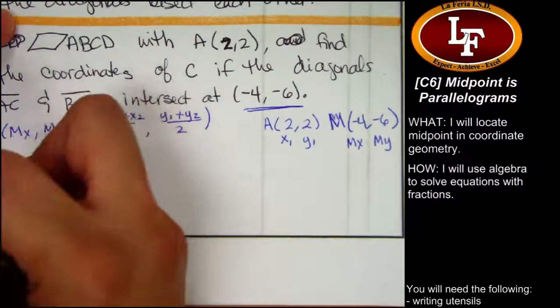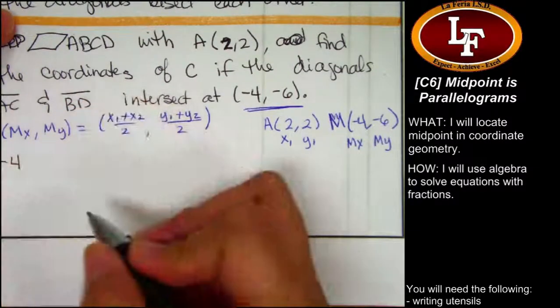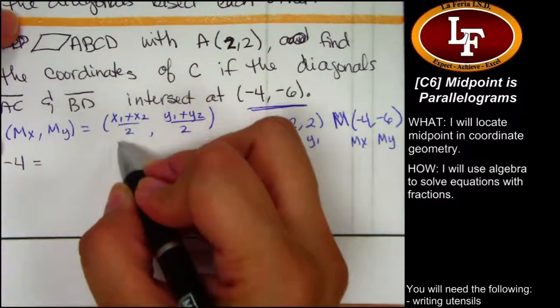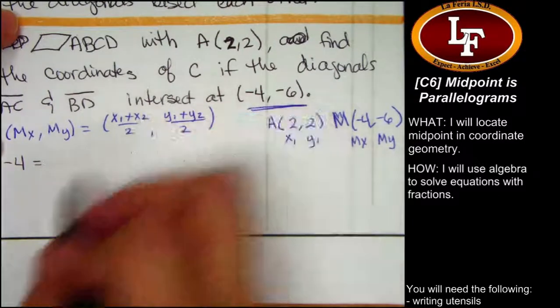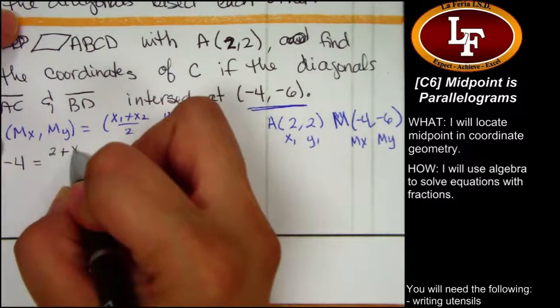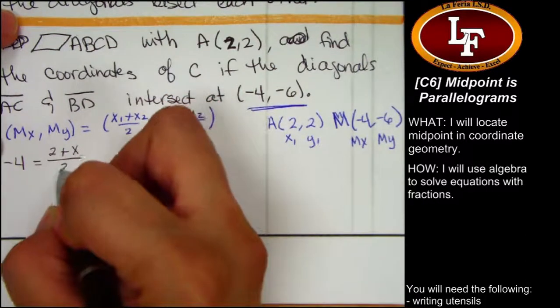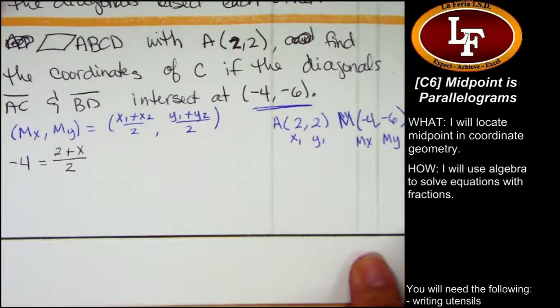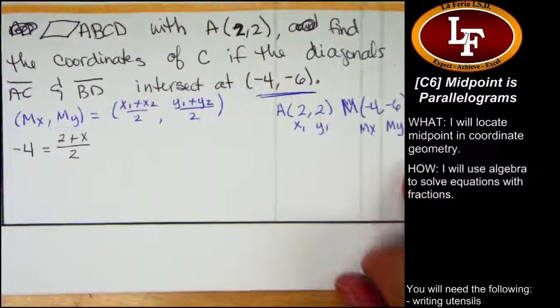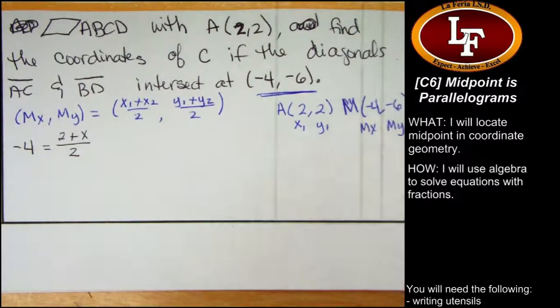Alright, so I'm going to substitute just the x's. My mx, my midpoint x-coordinate, is -4. That needs to equal what we get here on the x-coordinate, which is going to be x1 given by 2 plus x2. I don't have to write the subscript anymore because there's only one x in there. So I'm going to go ahead and leave the subscript off. I no longer need to differentiate which is x of the first point and which is x of the second point.